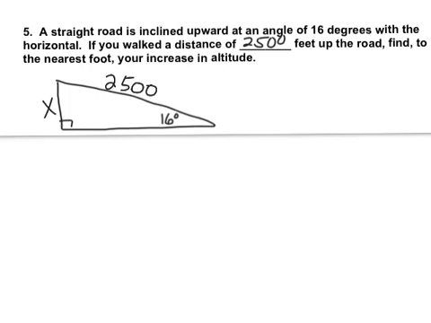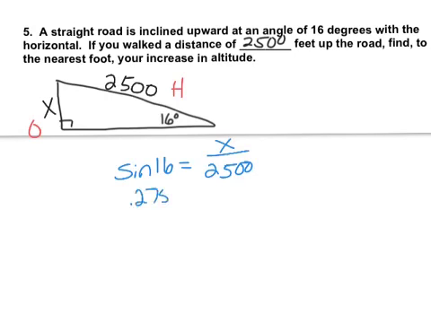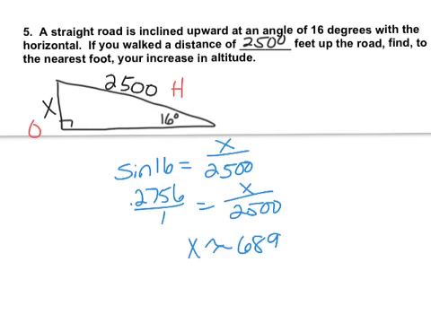So relative to this angle, I have hypotenuse and I have opposite. And that means we're going to use the sine function. So the sine of 16 degrees is equal to x over 2,500. 0.2756 over 1 is x over 2,500, and x is going to be approximately 689 feet. Again, it's really all in the setup.